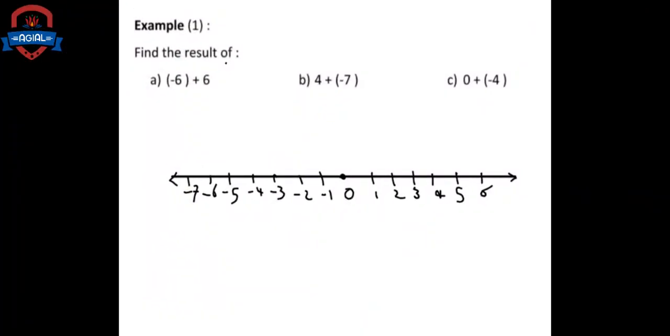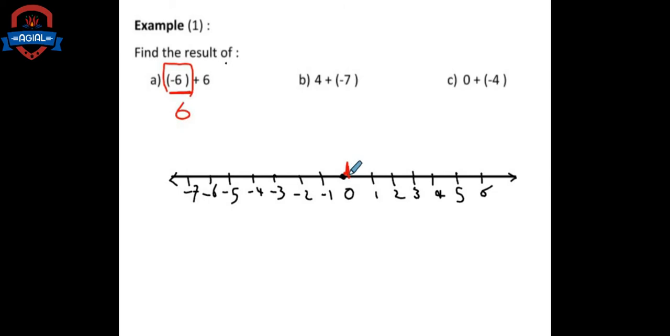Example number 1. Find the result of letter A, negative 6 plus 6. First of all, we have our number line. We start from 0 and move to the left if our number is negative. We move to the left the absolute value of negative 6, which is 6. So we move to the left 6 units.